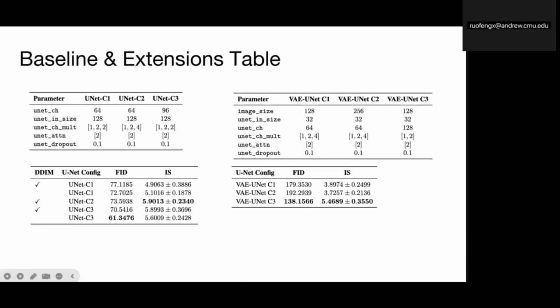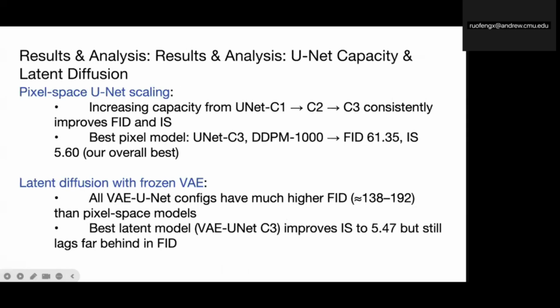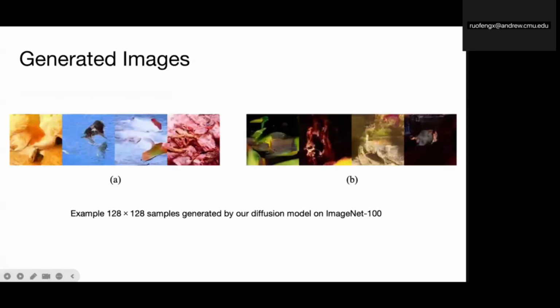After that, we tested the effect of UNet and VAE. We have three configs from small to big. Results show that scaling up the pixel space UNet steadily improves FID and IS, while latent diffusion with a frozen heavily compressed VAE remains limited despite competitive IS, mainly due to VAE bottlenecks and limited latent training.